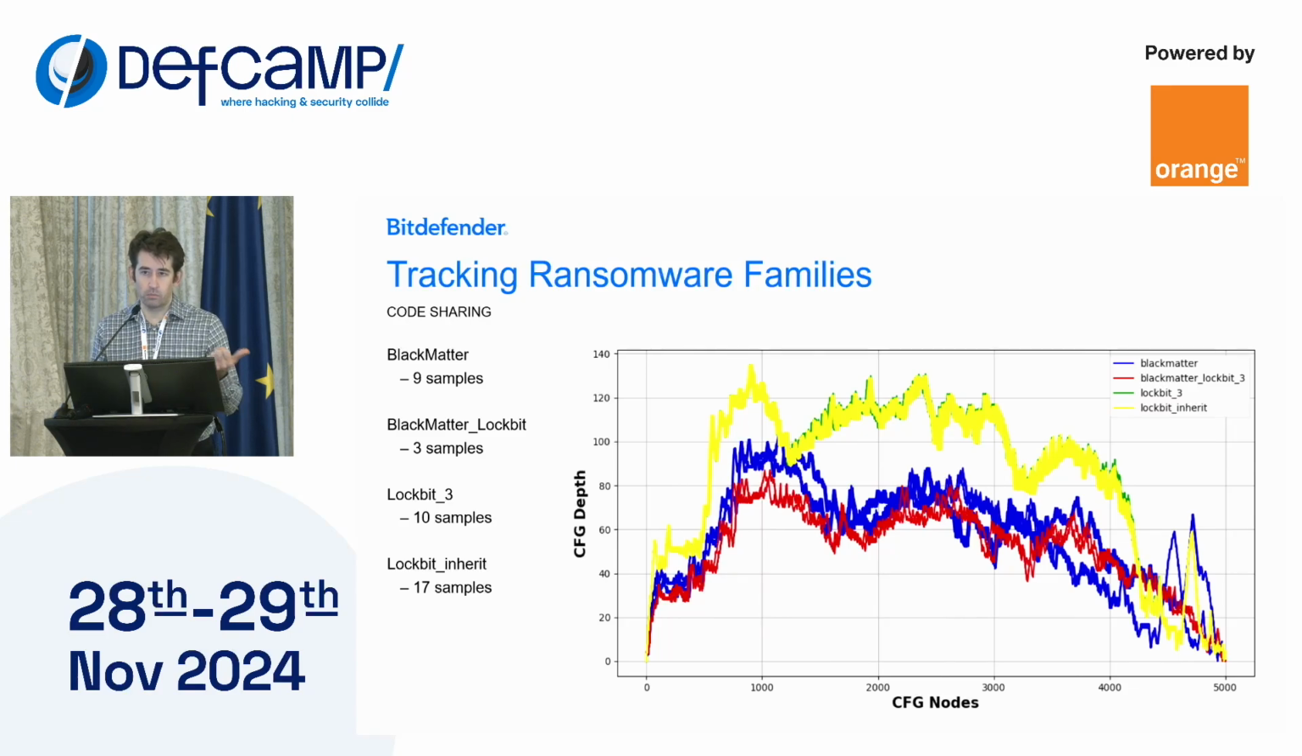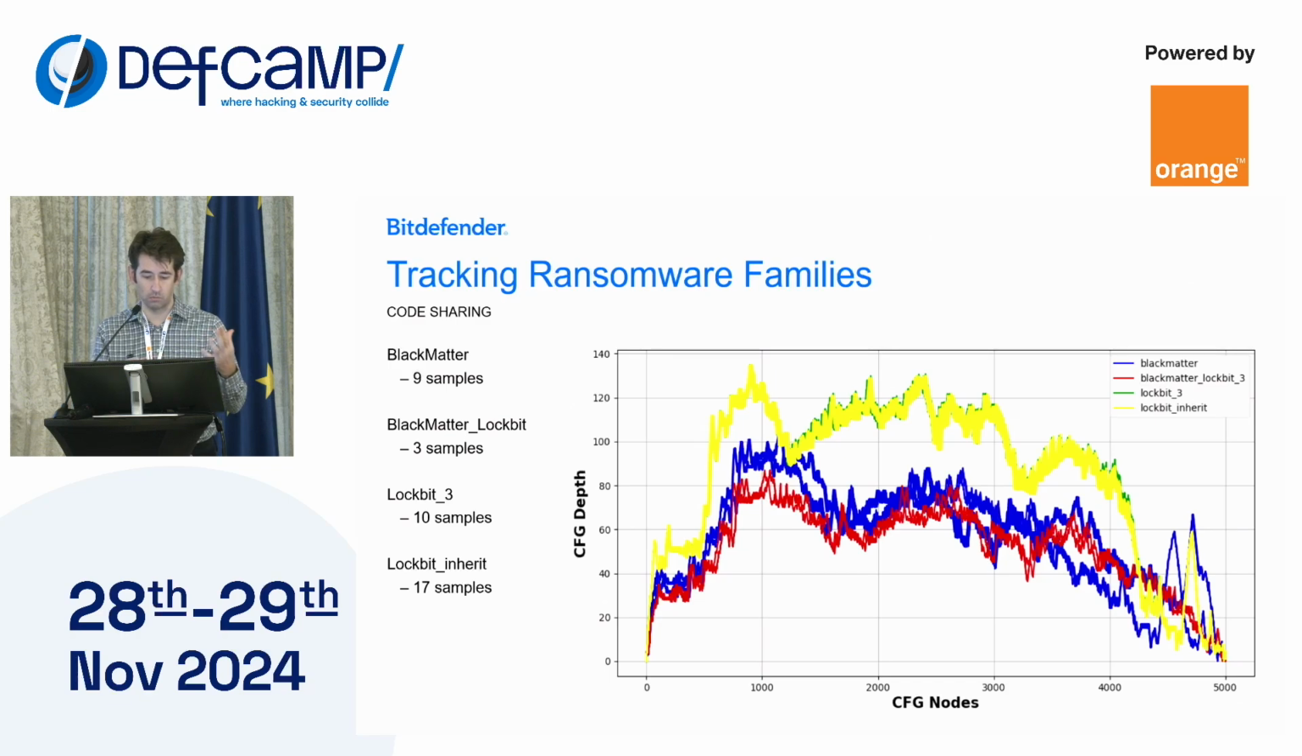Okay, so based on the previous graphics and the control flow graph traversals, we have here some other graphics related to lockbit families and black matter. So we have 2 groups of 2 families each. The blue and the red graphics are taken from black matter binaries, but we have a transition. So the blue line is for the actual original black matter ransomware.